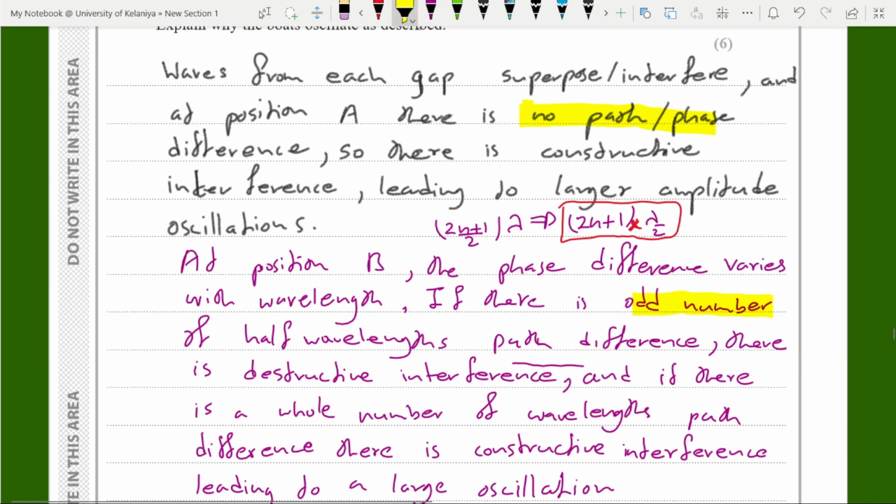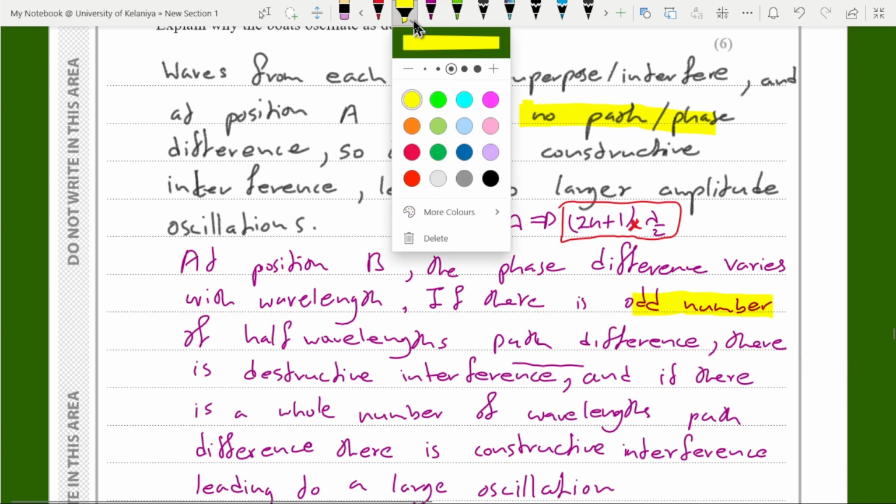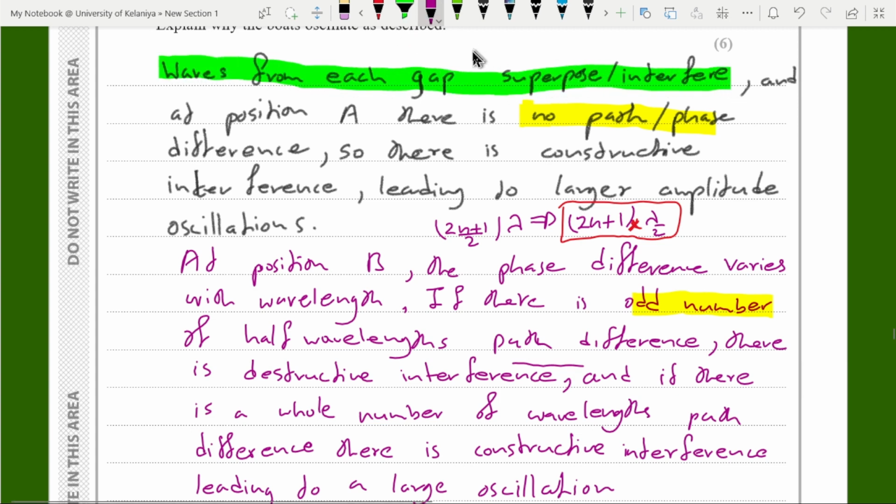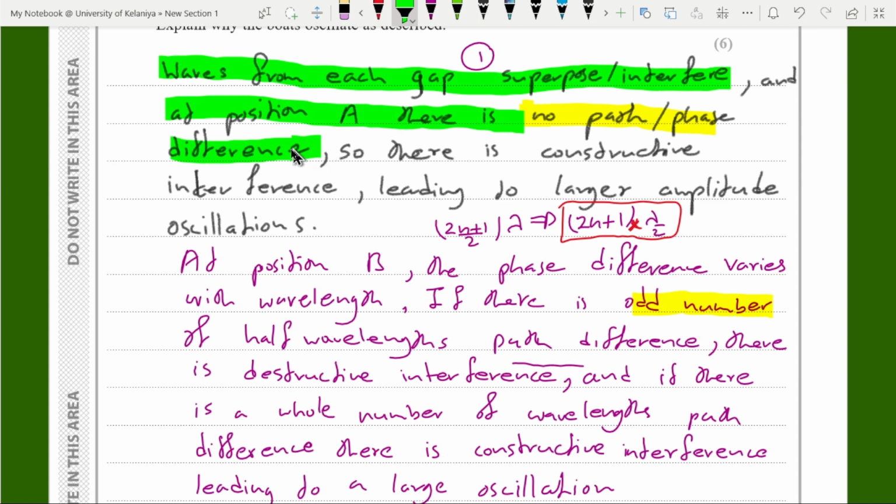I will cover the points that they have given marks for, and I will correct them. Here you have to mention that the waves from each gap superpose and interfere, and you will get 1 mark. And at position A, there is no path or phase difference, and for mentioning that you will get 1 mark. If you write all the 6 points, you will get 4 marks, and 2 marks are allocated for logical coherence, but you have to write 6 points to get the full mark.